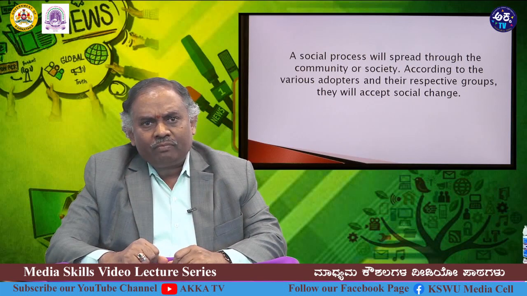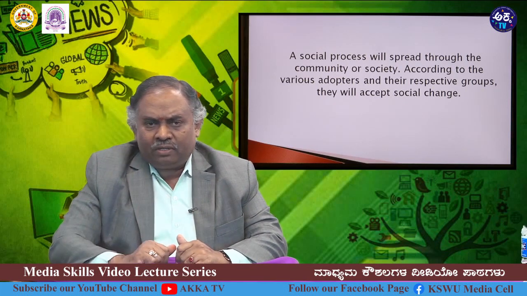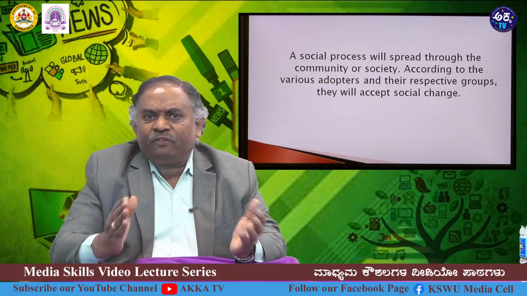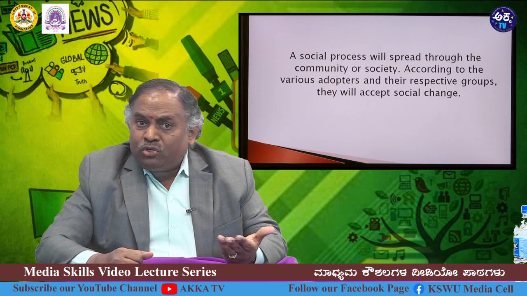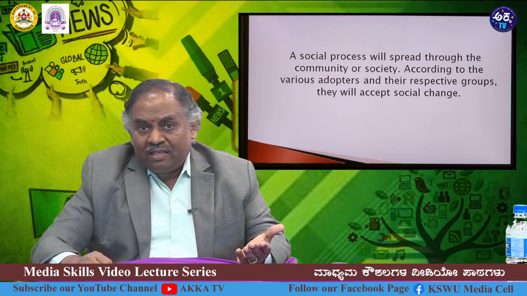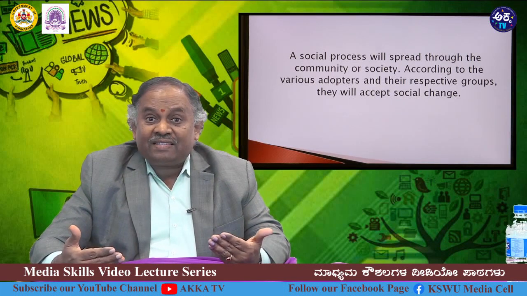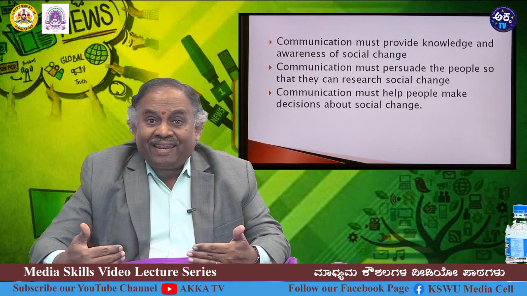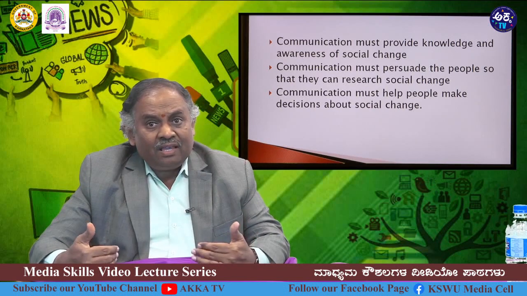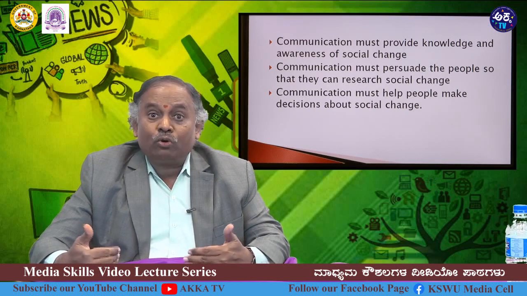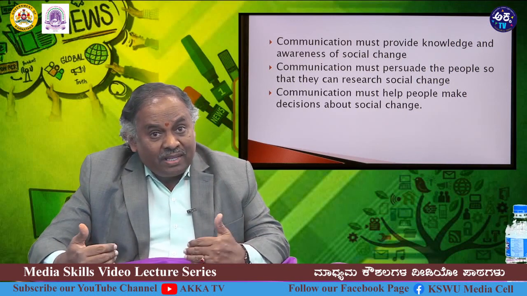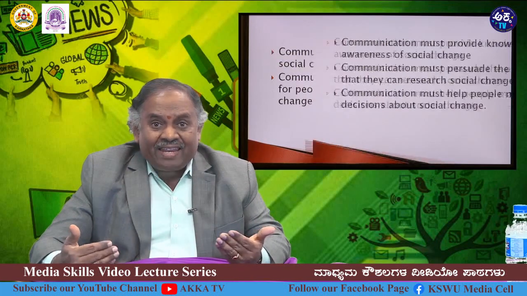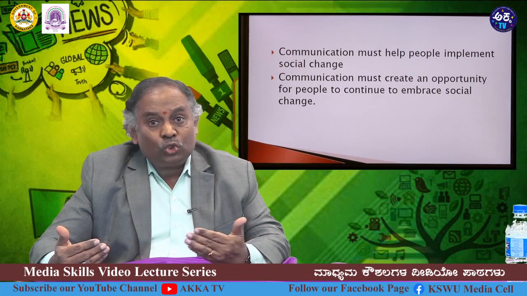As Rogers taught, in the process of diffusion, we must remember that communication is significant in social change. Look at his 5 steps of the diffusion process. We can liken it to communication too. For example, the first one is that communication must provide knowledge and awareness of social change. Second, communication must persuade the people so that they can research social change. Third, communication must help people make decisions about social change. Fourth, communication must help people implement social change. And the fifth one is that communication must create an opportunity for people to continue to embrace social change.